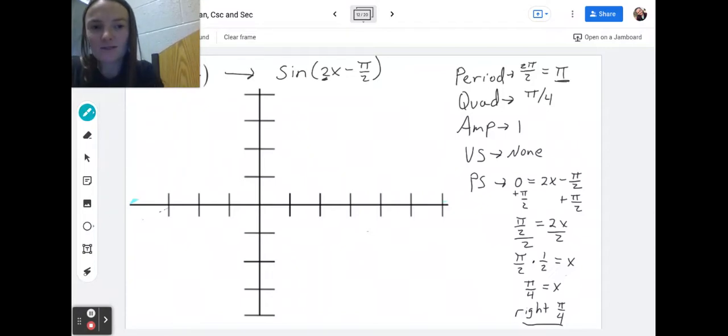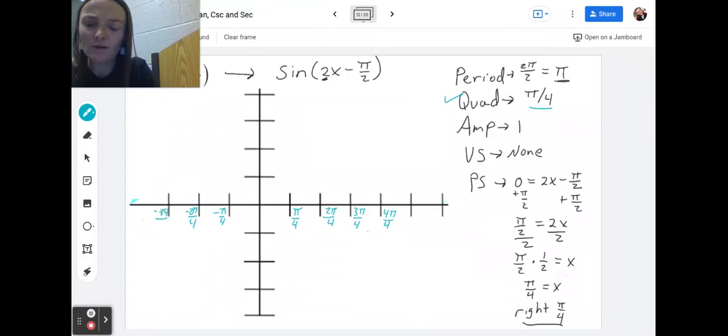The most important thing that we need to start with is the quadrant. To sketch the quadrant, just go ahead and use that as your scale. Pi over 4, 2 pi over 4, which is pi over 2, 3 pi over 4, and 4 pi over 4, which is just pi. And go ahead and do the same in reverse.